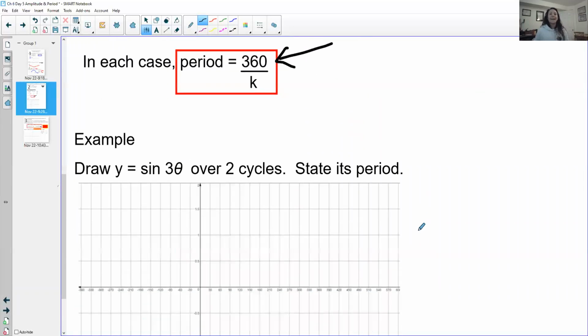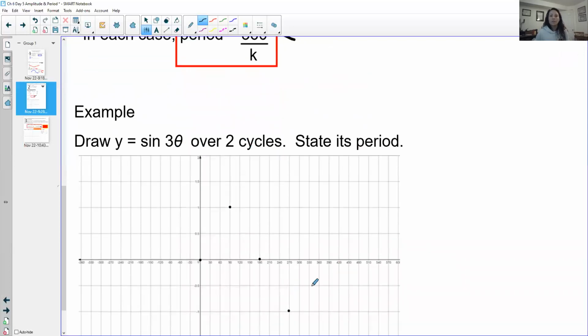So we're going to use that idea to draw sine of 3 theta. We'll try with 1 cycle, and if we can get 2 in, we will, and then we'll state its period. So sine theta. Now I have made this nice and high and really squished in. If you can see the numbers, sine starts at 0, then goes to 1, 0, -1, 0, okay? And you know what the rest of the graph looks like, okay?